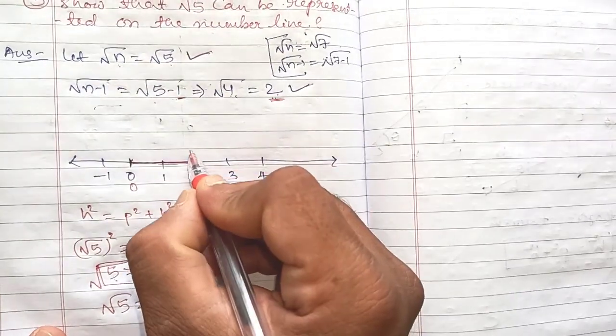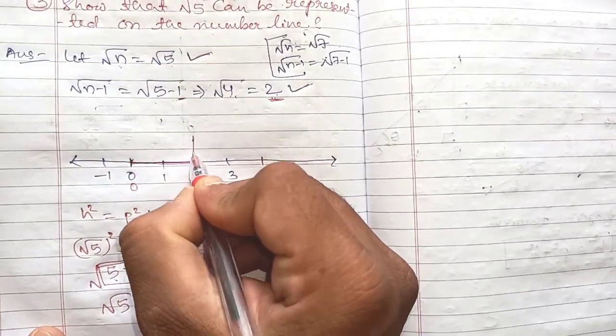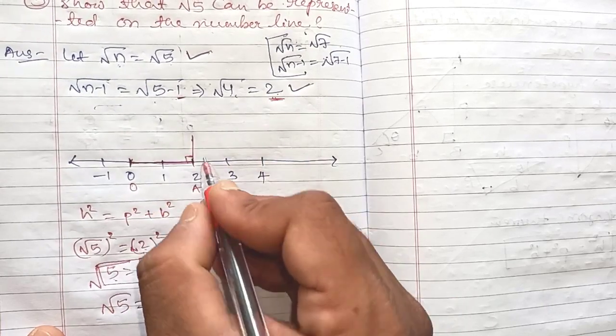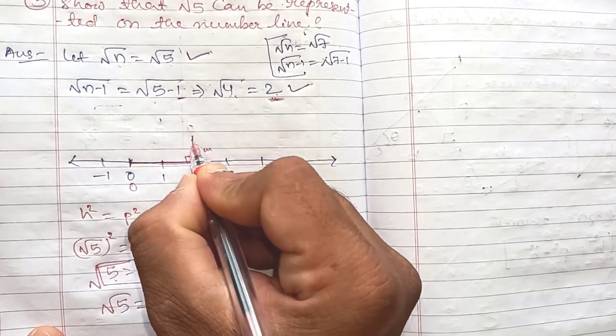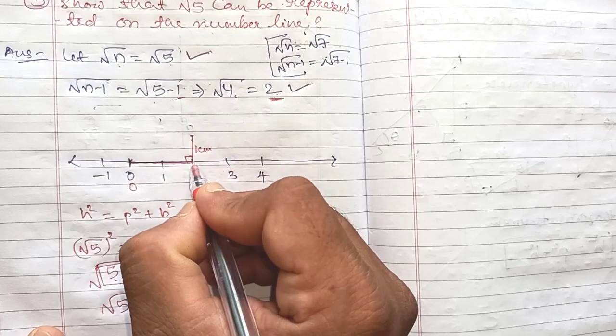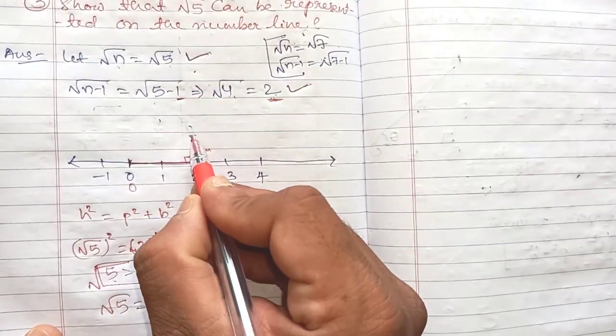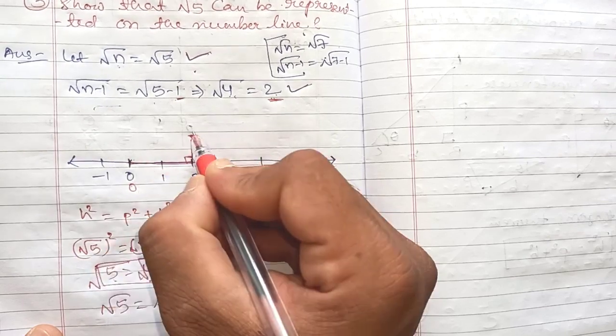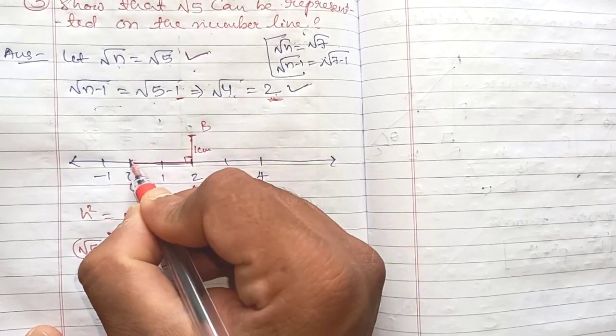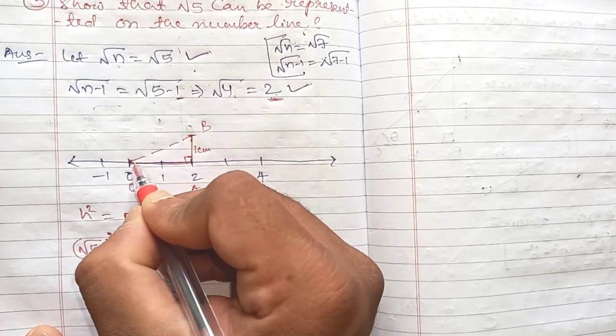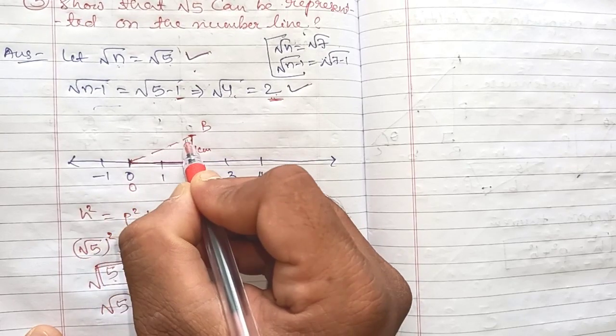So here I will draw a 1 centimeter line which should be at 90 degrees. Are you getting? This is a 1 centimeter or 1 unit line and it is at 90 degrees. Keep a protractor, draw 90 degrees, and from there just mark 1 centimeter. Suppose this is B. Now join OB with a dotted line.